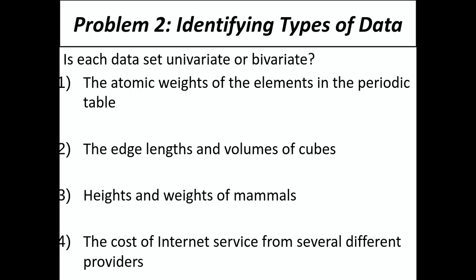JC. The atomic weights of the elements in the periodic table. Univariate or bivariate? Yeah, univariate. Even though there's a bunch of elements, that doesn't matter. All you're looking at is their atomic weight. Very good. Jaden, how about the edge lengths and volumes of cubes? Yeah, lengths and volumes. So we're looking at bivariate there. Aiden Cox, how about height and weight of mammals? Bivariate, good. And Ike, how about the cost of internet? We already did this one. The cost of internet from several different providers. The one on our paper said 7 different providers, but it doesn't matter. What is it? Univariate. There we go. You really did get the easy one.